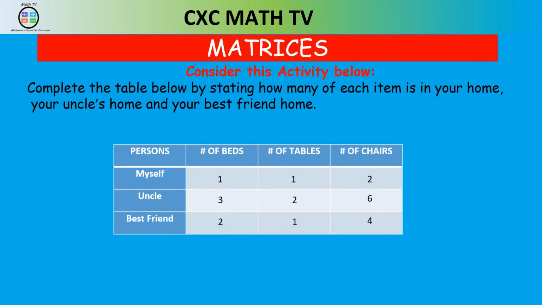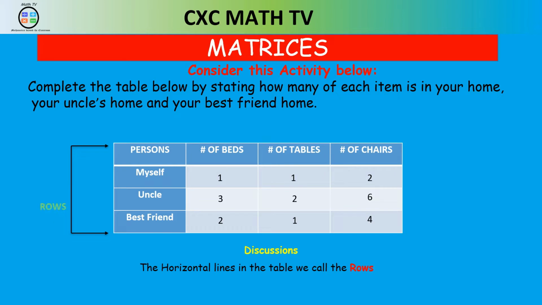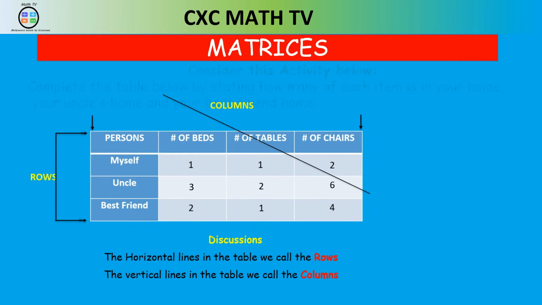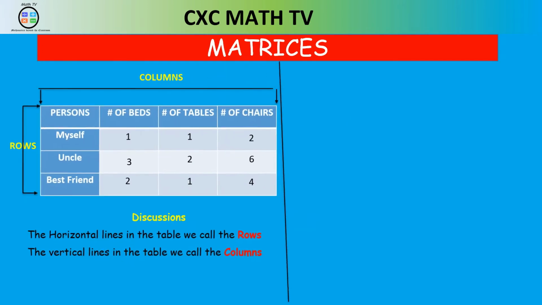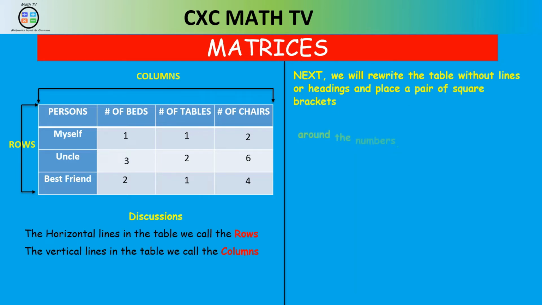Now, the horizontal lines in the table, persons, myself, uncle, best friend going across, those are known as rows. And the vertical lines at the top, persons, number of beds, number of tables, number of chairs, going downwards, those are known as columns. Alright? So look at this now. What if we were to rewrite this table without the heading of the table? So we're going to rewrite this table by removing the headings and also placing a square bracket around the numbers.